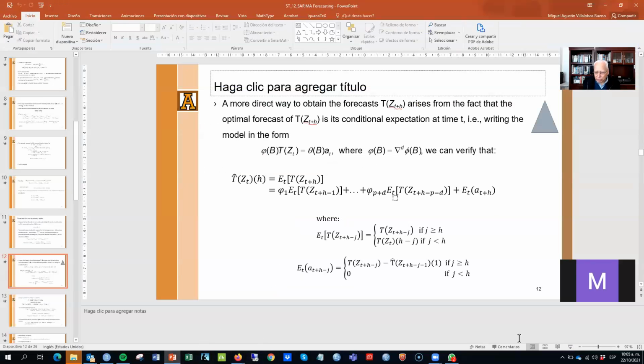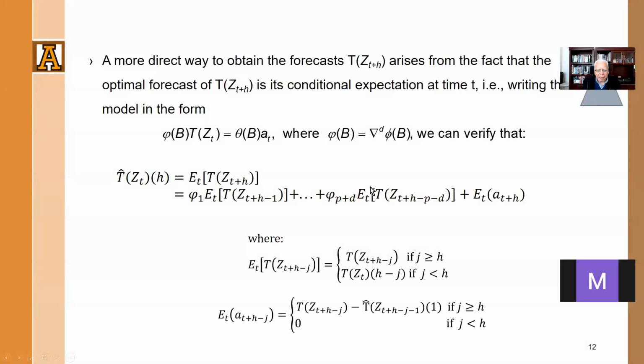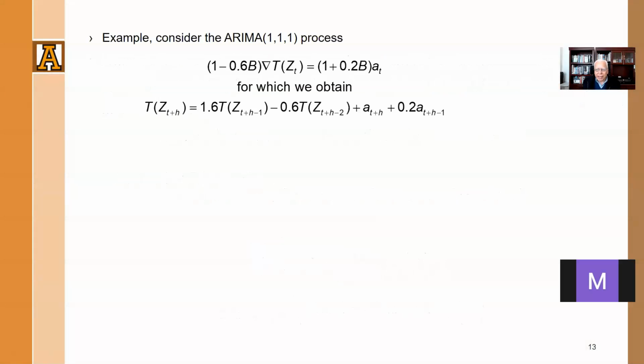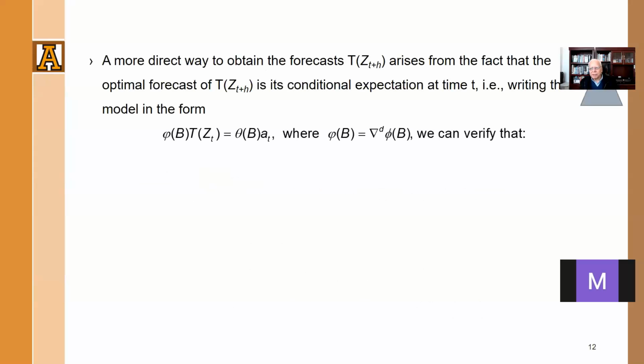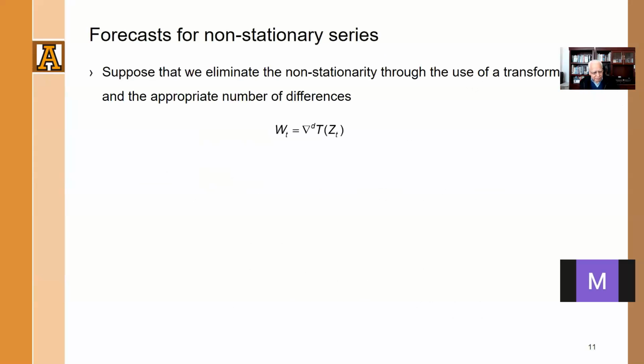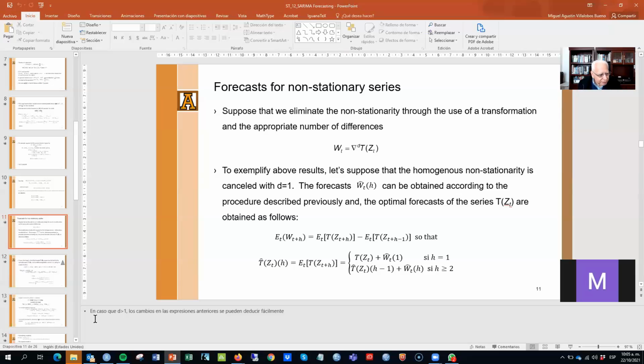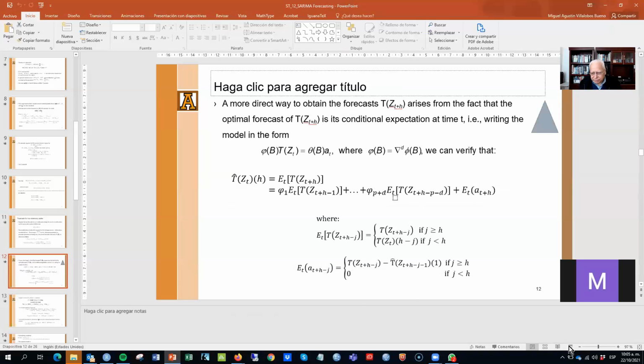Okay, this is where we left the class last class. We're talking about forecasting, and let me see where I missed my place here. It is 12.